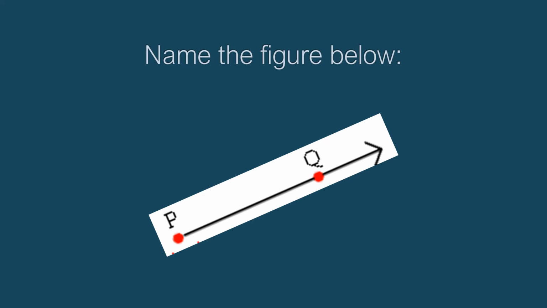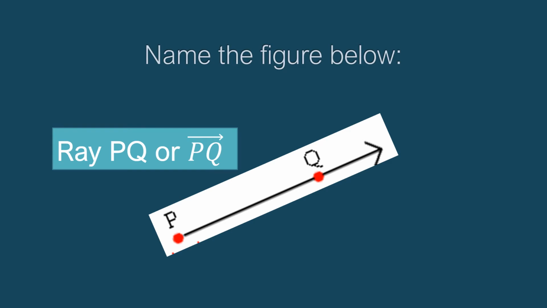So this, because there is an endpoint here, this would be called ray PQ, or you write it with the notation. And remember, the endpoint has to come first.